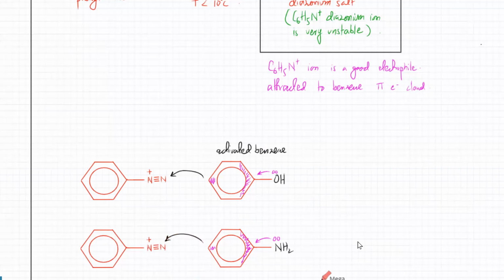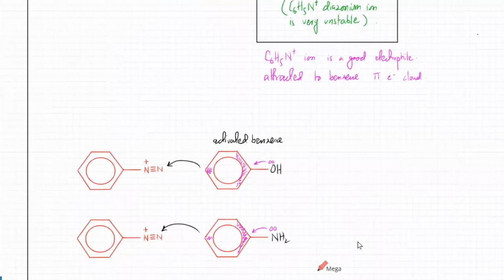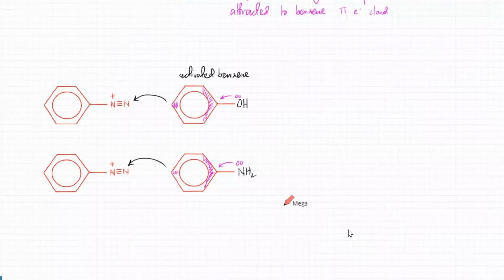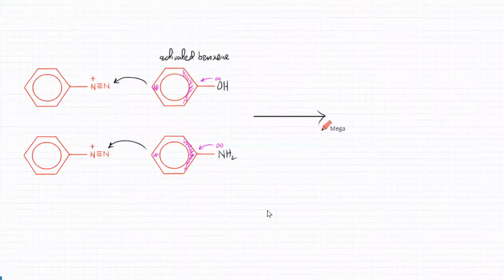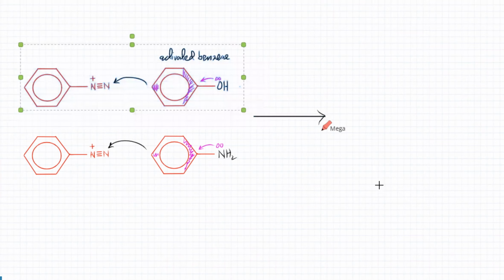So you need an activated benzene, and the next step is that an azo dye would be formed. The product that's going to be formed in both cases is going to be this one. If I take the first one, the two things would join up.